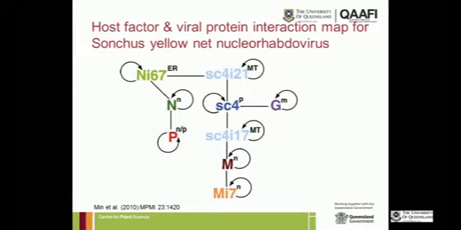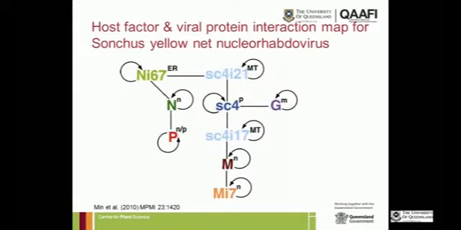Now, my colleagues at the University of Kentucky have taken this to the next step. We find an interaction between the N and the P protein, which is indicated by this line. We find a self-interaction of the P protein, indicated by the circle. Let's see what host proteins interact with these viral proteins.